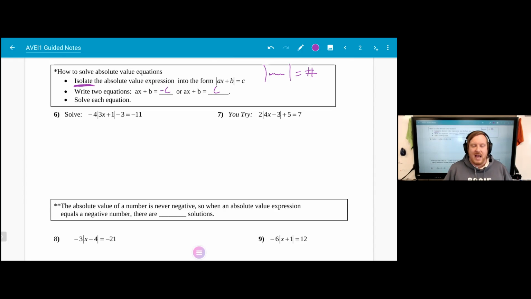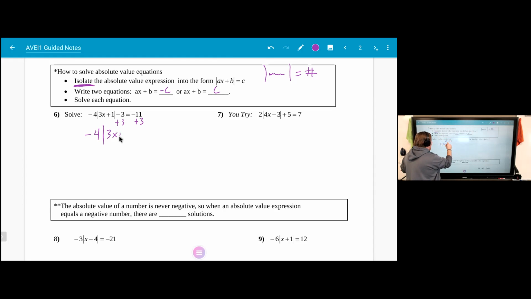The first thing, though, is isolate. We need to have just the absolute value of stuff on one side of the equal sign and just a number on the other. We're going to solve it just like we would do a two-step equation. If there are two steps, we'll see. I have negative 4 times the absolute value of 3x plus 1, minus 3 equals negative 11. I'm going to do the same thing I always do. I'm going to add 3 to both sides. I have negative 4 times the absolute value of 3x plus 1 equals negative 8.